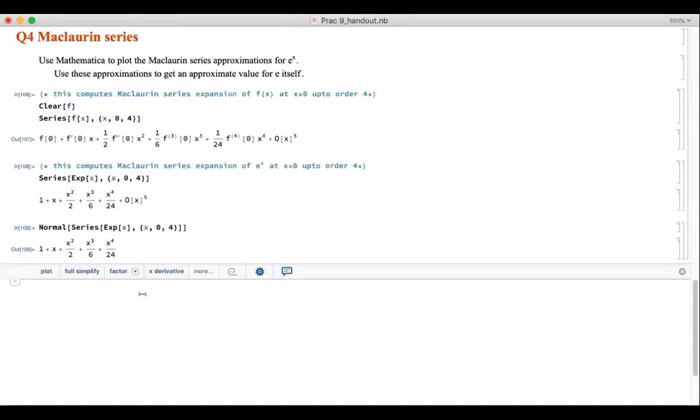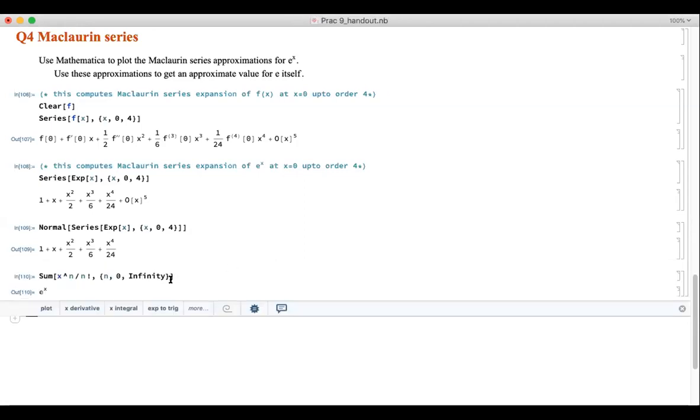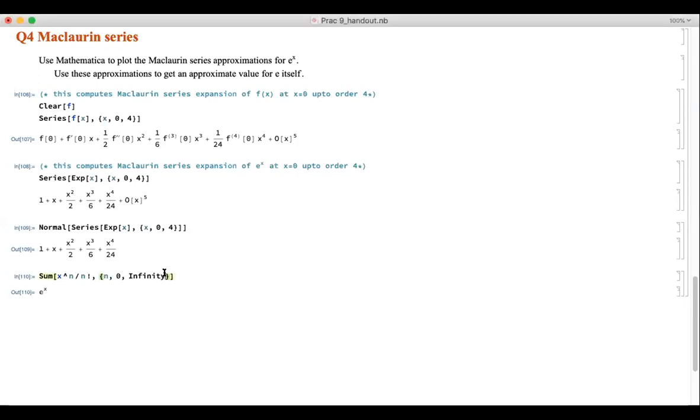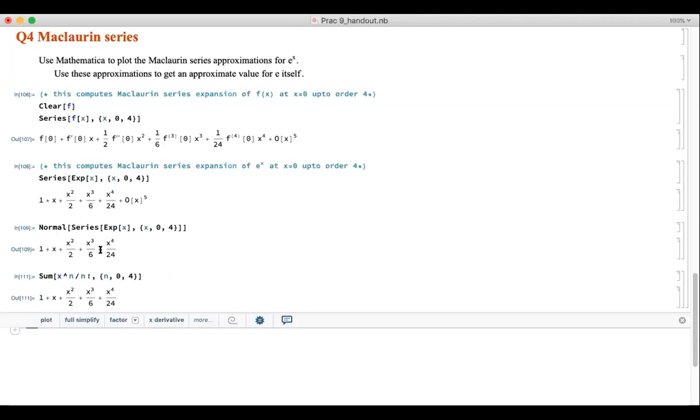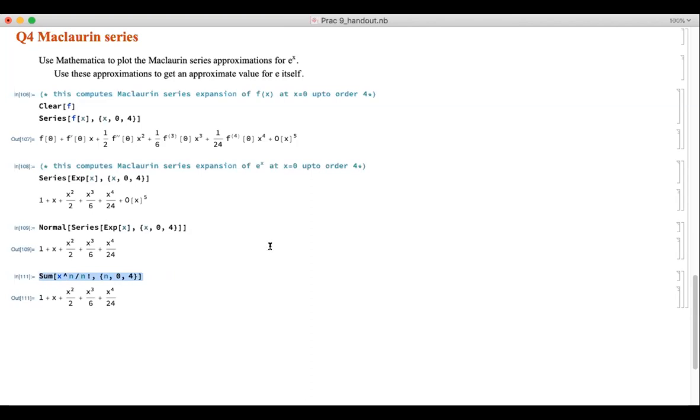Okay, but if you want the series notation, you would need to use the sum formula. For example, that's sum of x. Okay. Remember, e to the power x can be written as the sum of x to the power n divided by n factorial, which is the same as the previous one. If you want to do it up to order 4, you can say that's 4. Okay, which gives us the same expression as when we did the normal. So in my coding, I'm going to use that one.